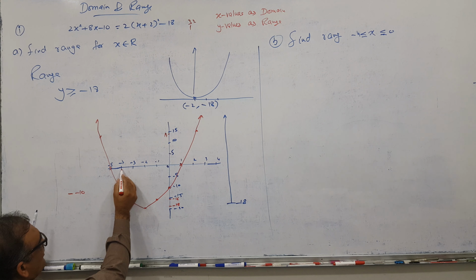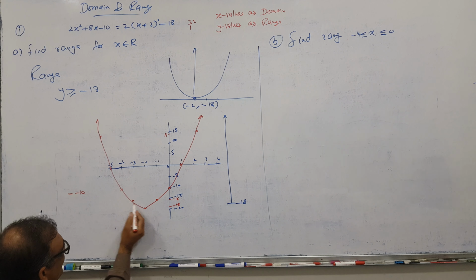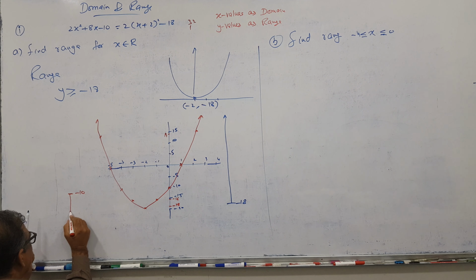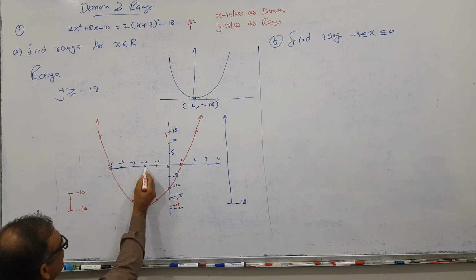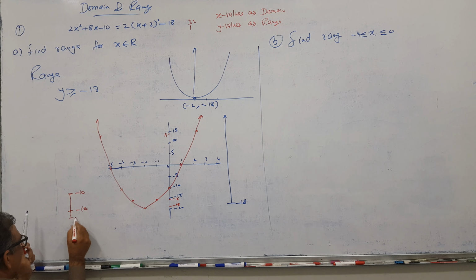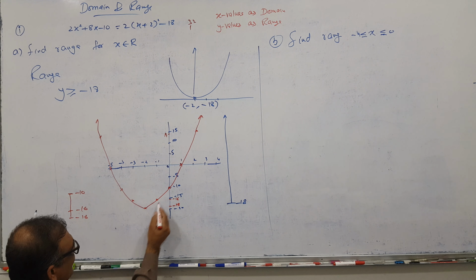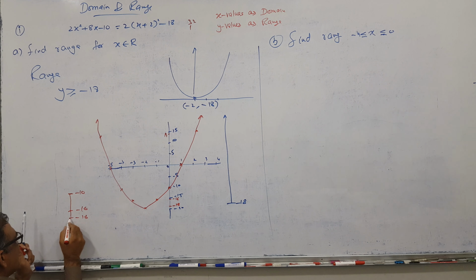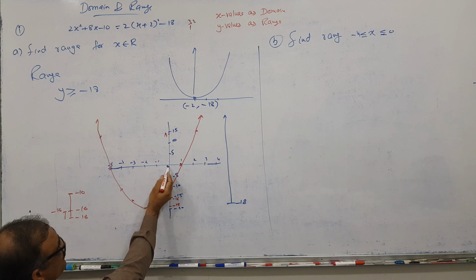I move from here, right hand side. My y value goes downward till minus 16. I have minus 2, I reach minus 18. I move 1, I turn back. Turn back means here it goes backward and I reach minus 16. I move till 0, I reach negative 10.